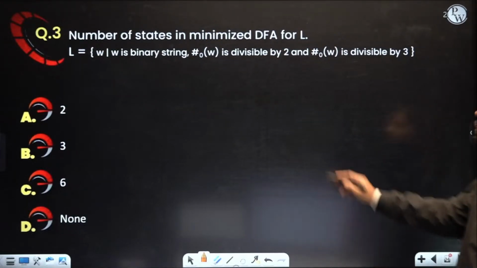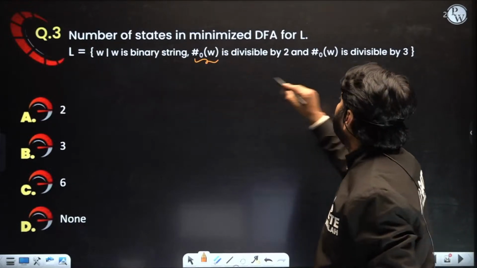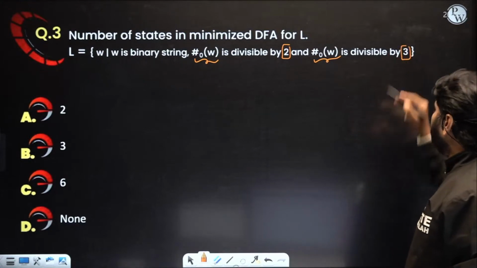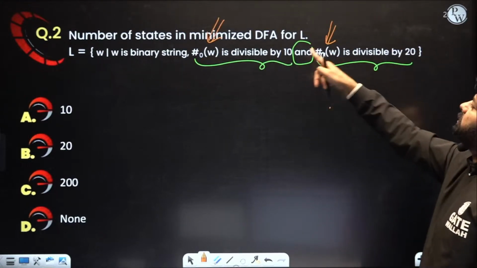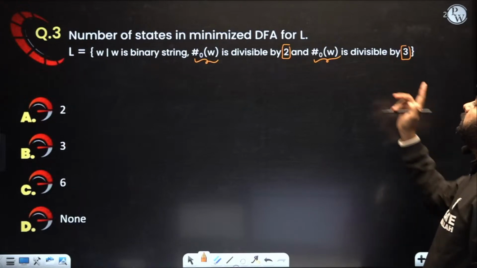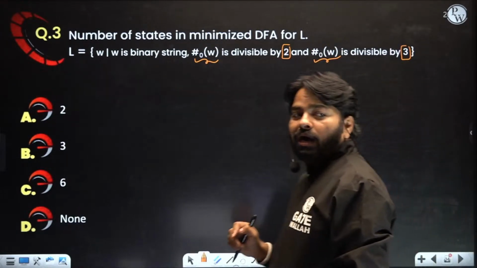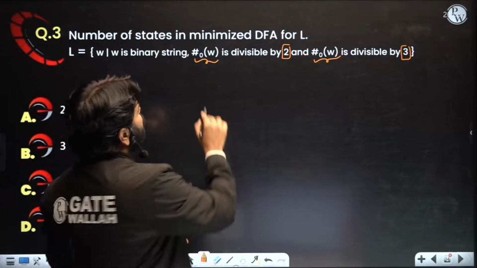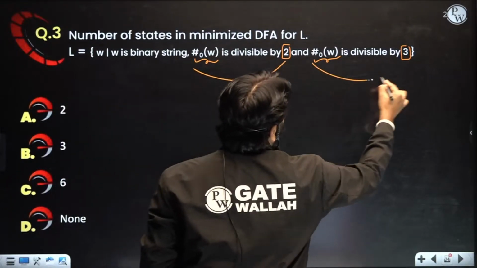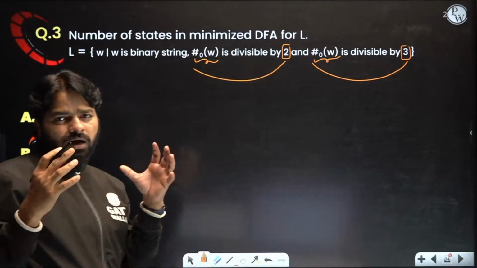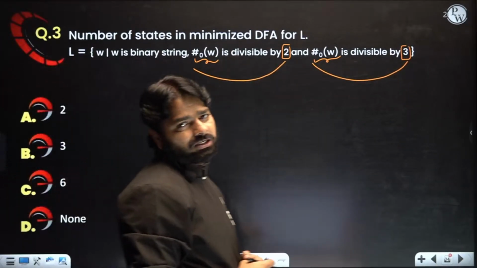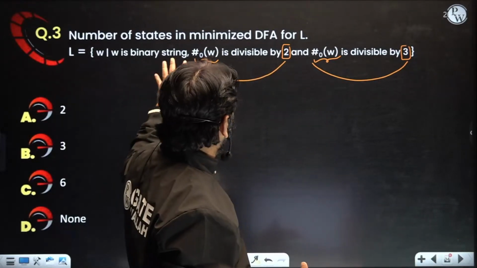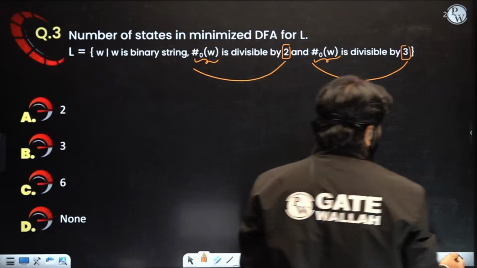Again, this is zeros, this is zeros, but here divisible by 2 and divisible by 3. Previously it was 10 and 20, where there was a relation between them, but there is no relation between 2 and 3. So work on it and let me know your answer for the number of zeros divisible by 2 and the number of zeros divisible by 3. When you do the composition, will you get 6 states or fewer? Remember, the question is asked only for the minimum DFA.